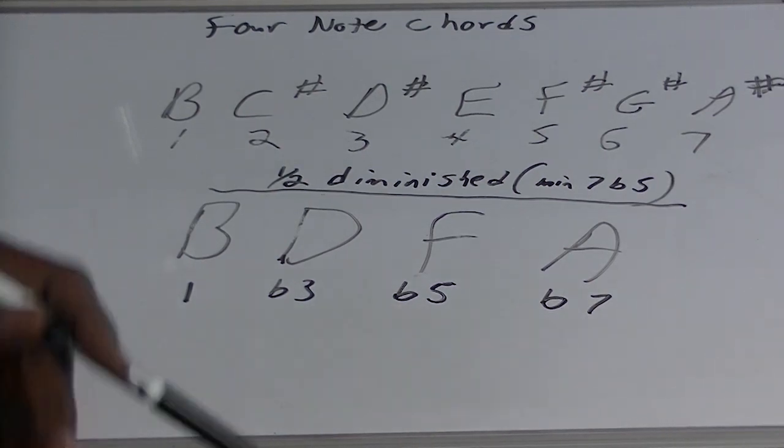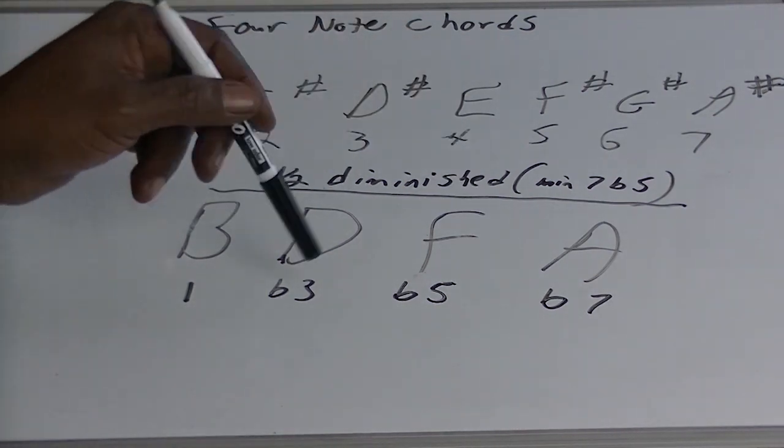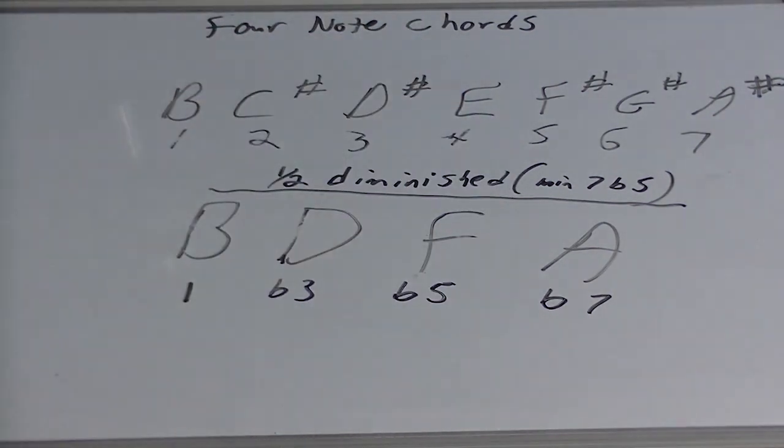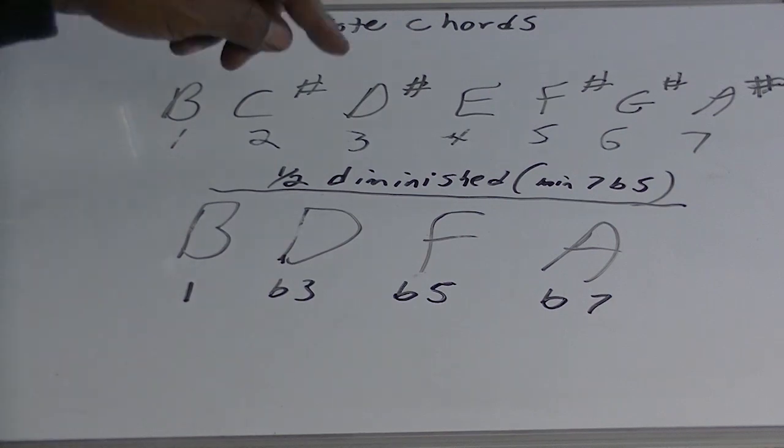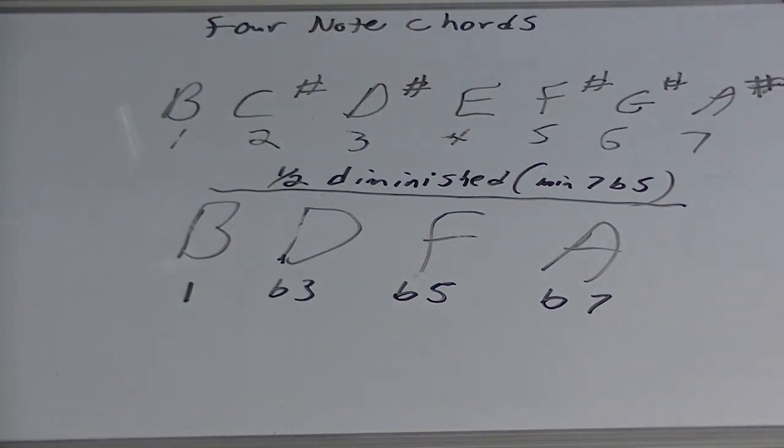So what we have here is a B diminished triad. And what we've done is we've added the flatted 7th note to the diminished triad. Now, before I go any further, I want to do a real quick comparison that's going to explain why this chord is known as the minor 7 flat 5 chord.